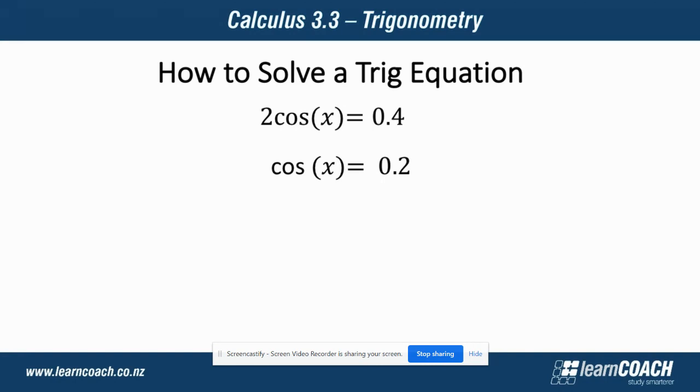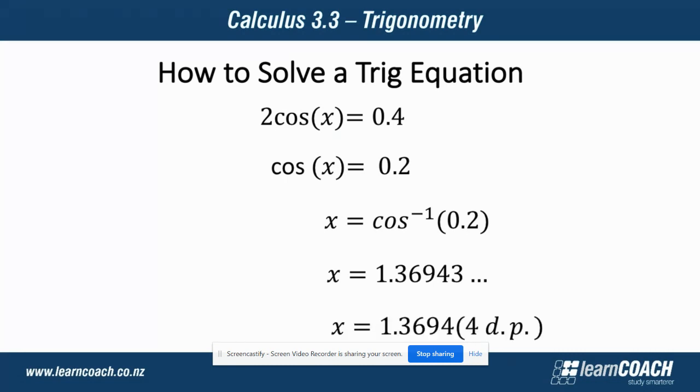So if 2 lots of cos of x is equal to 0.4, then 1 lot of cos of x is 0.2. Now we can inverse cos both sides. X equals inverse cos 0.2, which is 1.36943. And we want to be giving these answers to 4 decimal places. It's important to be as accurate as we can in this standard, because when you use those answers and feed them into other parts of equations, then the more accurate that they can be, the better. So we will avoid rounding until the very last step of an equation.